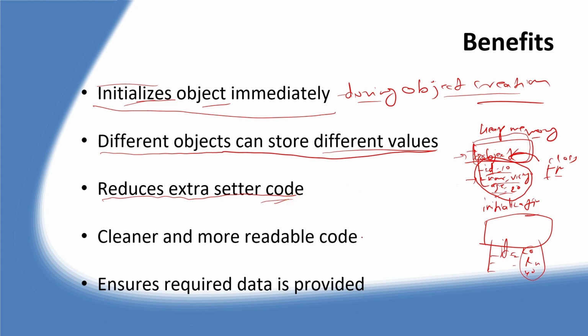And since we are using the concept of a parameterized constructor, it is cleaner and more readable code, and it ensures required data is provided. How does it ensure this? With the help of the number of parameters in the parameterized constructor.